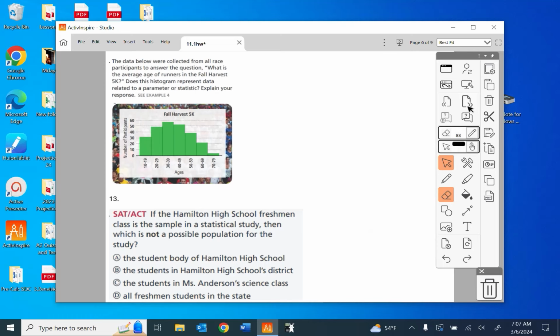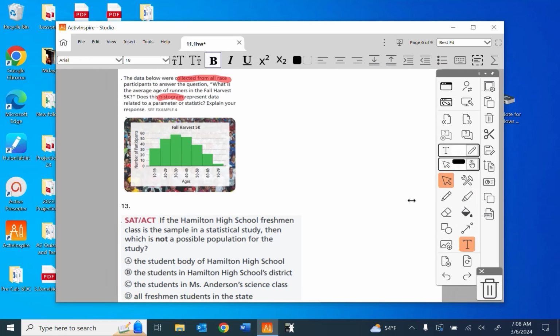Data below were collected from all race participants to answer the question, what is the average age of runners in the Fall Harvest 5K? Does this histogram, and that's a histogram, by the way, there's a key word, represent data related to a parameter or statistic? It says collected from all. Because it says collected from all, it is a parameter.